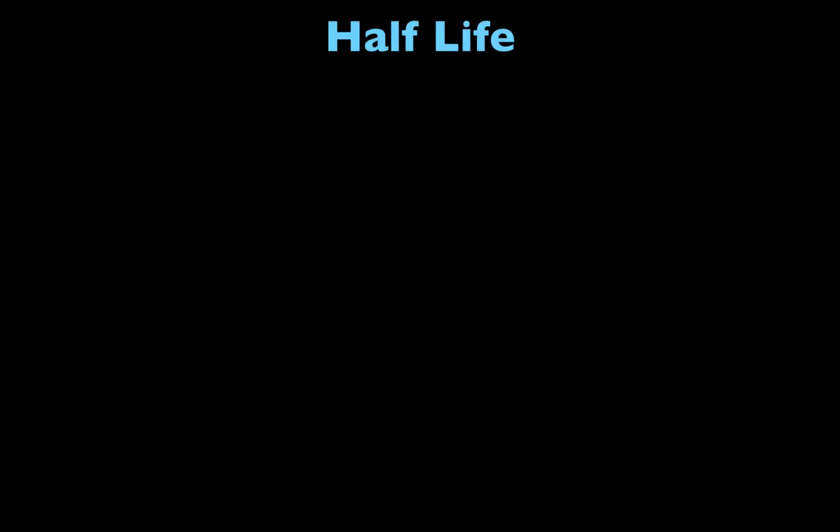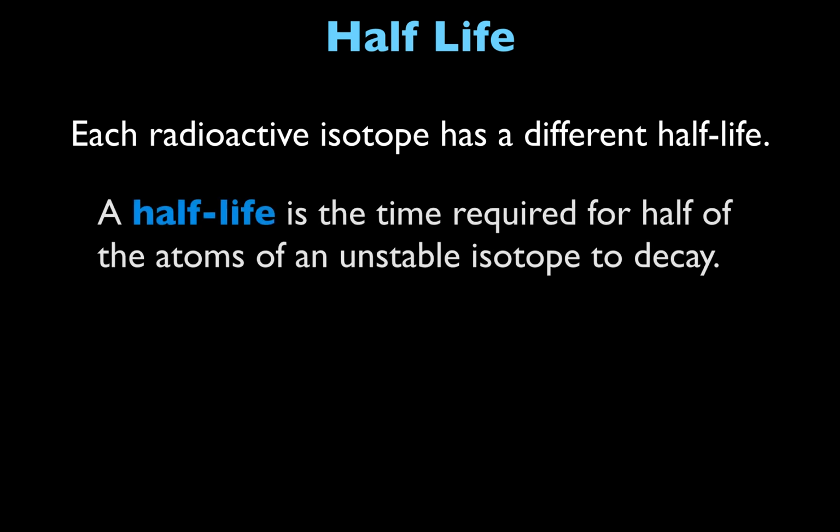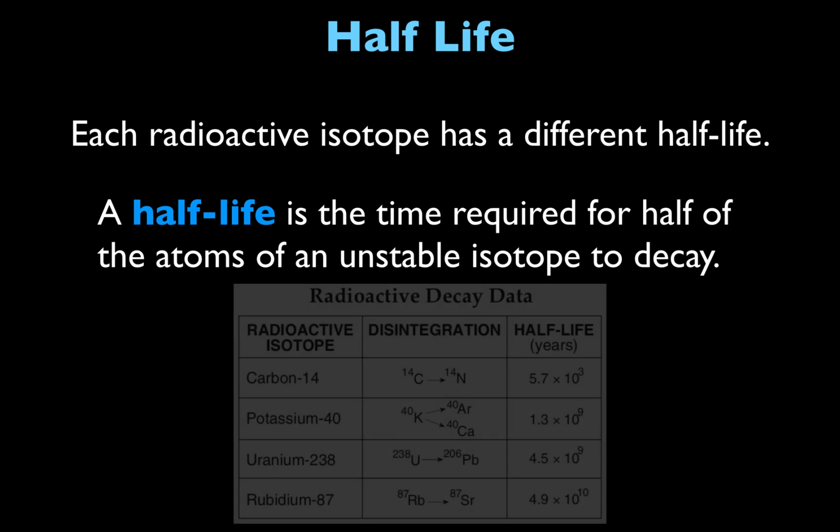So again, how can we figure out, for something breaking down of an unstable isotope, how does that still tell us the age? Well, that brings us to the biggest part, the concept of something called a half-life. Every radioactive isotope, such as carbon-14, has a different half-life. A half-life is the time required for half of the atoms of that unstable isotope to decay.